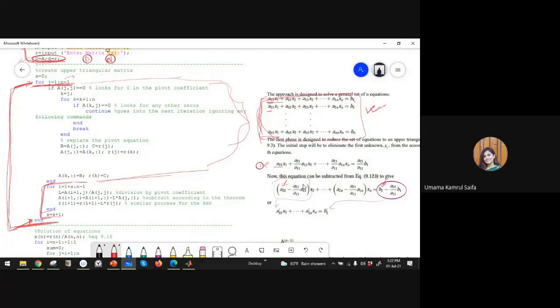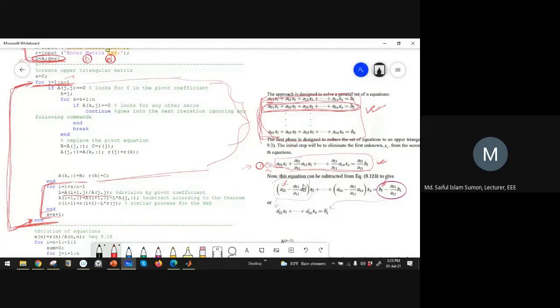Yes, sir. Divided by A11, which gave me something like this. From equation number 1, if I subtract this one from equation number 2, then from equation number 2, one variable will be removed. So my first job is to multiply equation number 1 with A21 divided by A11. You can see it has been done here.